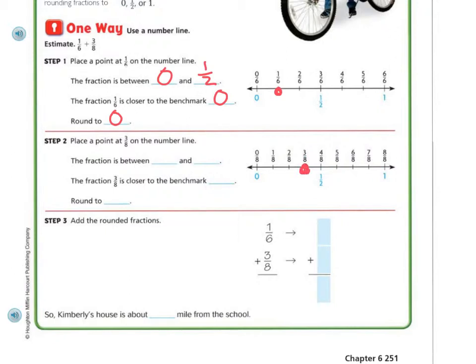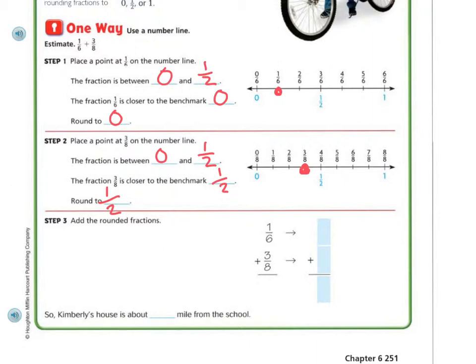Okay. So on this one, the fraction is between, again, 0 and 1/2. So I'm going to write 0 and 1/2. Is the fraction 3/8 closer to the benchmark? Well, let's look and see. There's 0, and then there's 1/2. So it's definitely closer to 1/2. So we're going to round to 1/2.